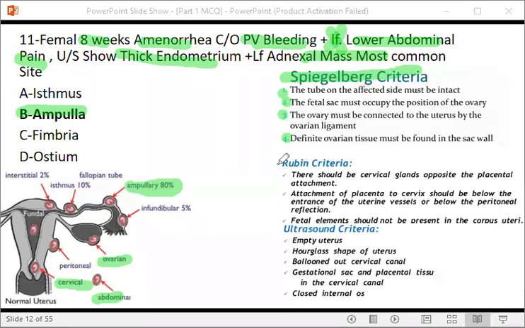Robin criteria, it's the cervical one. There should be, وهذه أهم نقطة, cervical gland opposite to the placental attachment. Second, attachment of placenta to cervix should be below the entrance of uterine vessel or below the peritoneal reflection. Fetal element should not be present in the corpus uteri. The ultrasound criteria, the most important one is hourglass shape of the uterus.